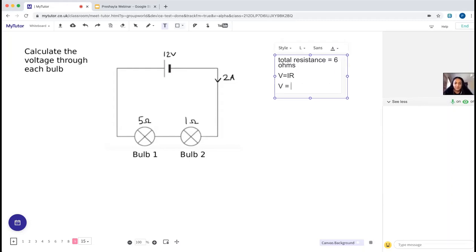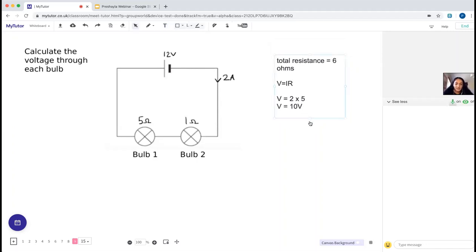So we take the current, which we know is 2, and remember it's the same current through both components because we're in series, times the resistance, so 5. That's the voltage for the first bulb. And then for the second bulb, we have 2 times 1, which is just 2 volts, and don't forget your units. Okay, so if you got 10 and 2, well done. 10 volts for bulb 1 and 2 volts for bulb 2.